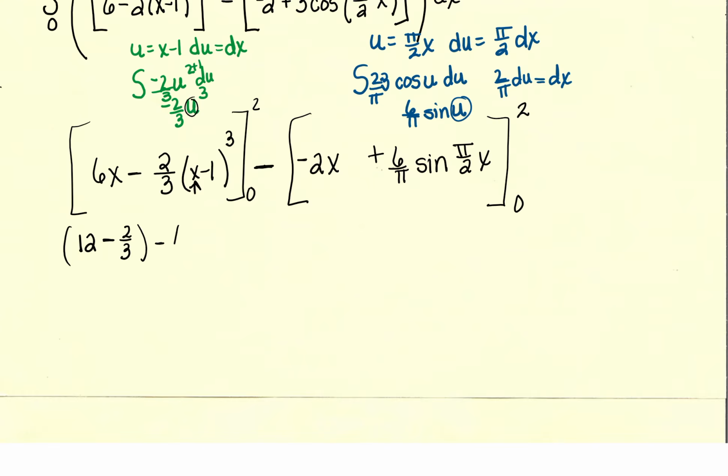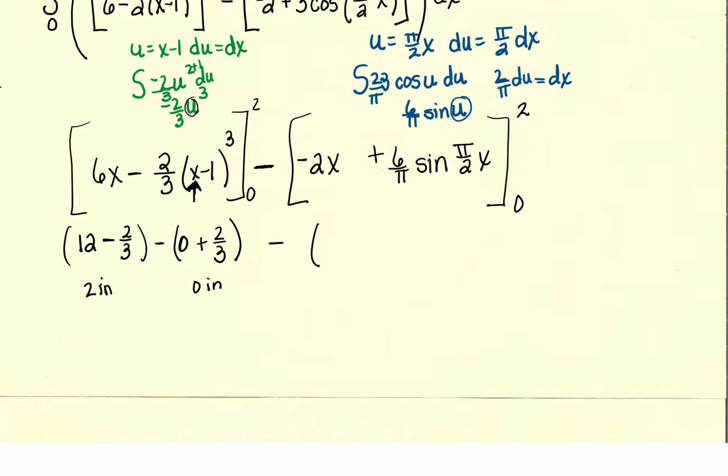Now minus, let's put our 0 in. 6 times 0 is 0. Then put your 0 here. 0 minus 1 is -1, but then I'm going to cube it, and that's still going to be -1. And -1 times -2/3 is going to be 2/3. So this was me putting the 2 in and then putting the 0 in.